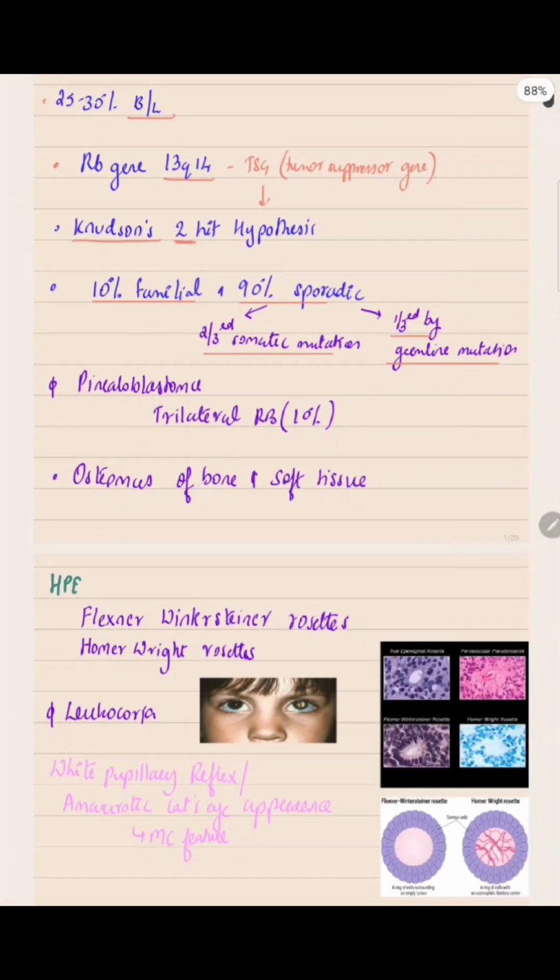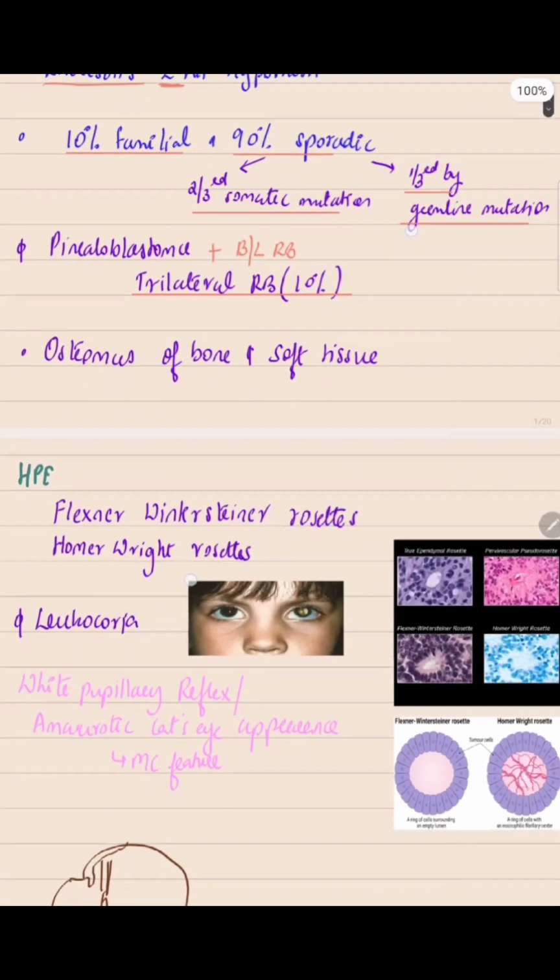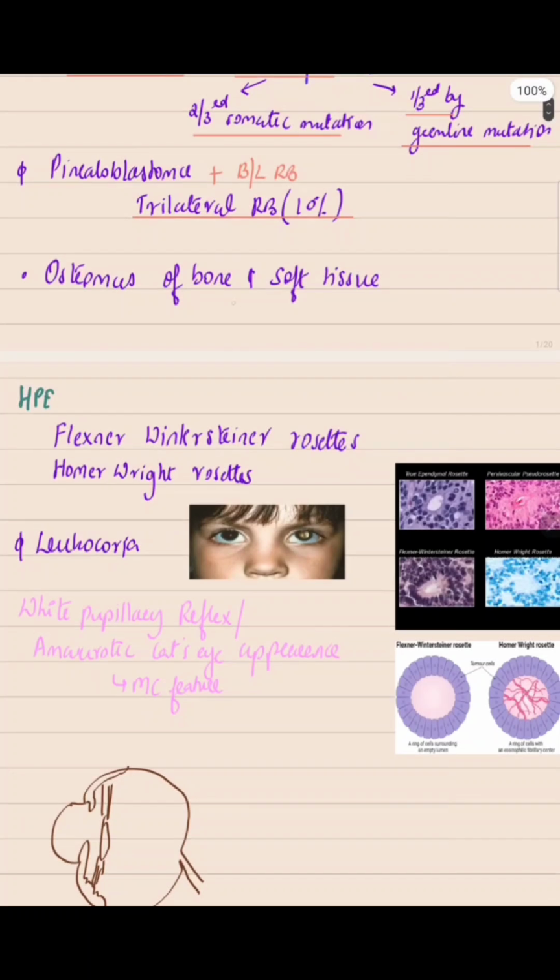Bilateral retinoblastoma plus pinealoblastoma is known as trilateral retinoblastoma, which occurs in 10% of the patients. Osteomas of bone and soft tissues are commonly associated tumors.